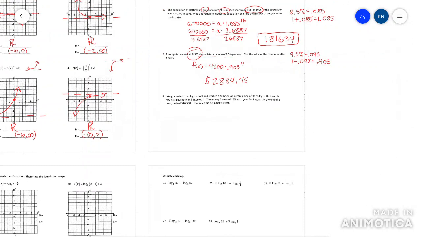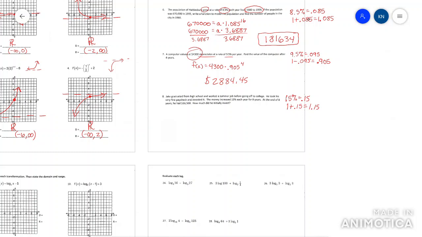All right, and then this last one, this guy's graduating from high school. He works this job. He took his very first paycheck and invested it. The money is increasing by 15%. Okay, 15% is 0.15 as a decimal. So it's increasing. So we're going to add that to 1. So you get 1.15 as your R value.